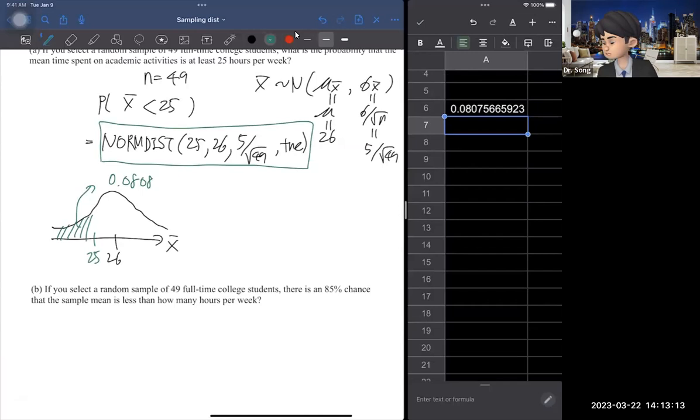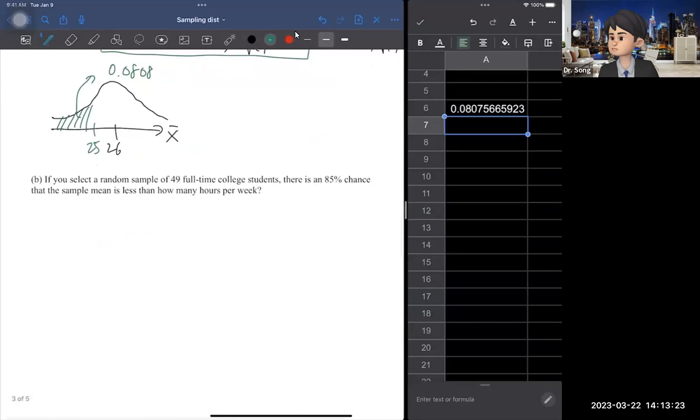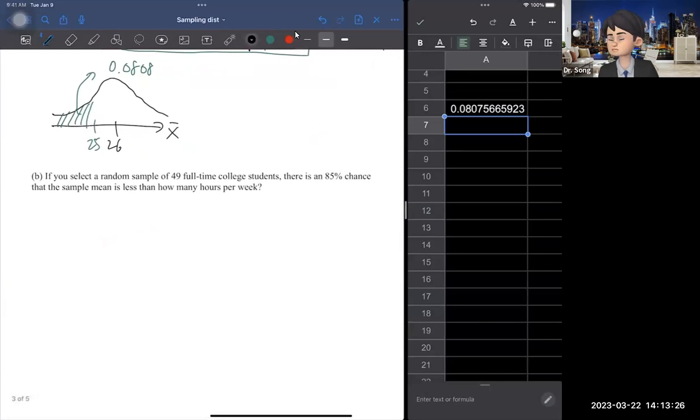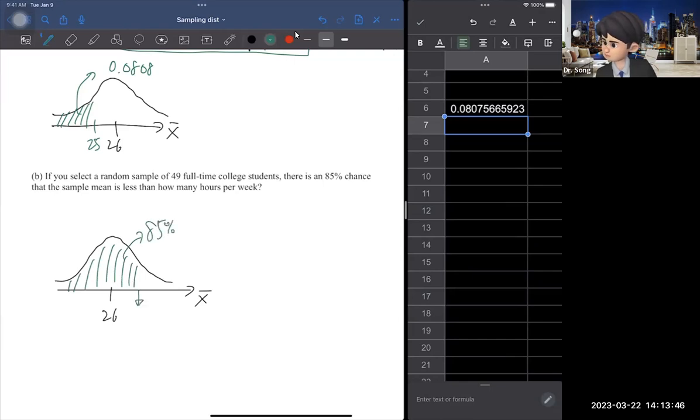If you select a random sample of 49 full-time college students, there is an 85% chance that the sample mean is less than how many hours per week? Oh, this is a different question. Now you know the percentage, but you want to know the x bar value. So you can visualize it like this. Here's the x bar, the same graph, and here's the mean 26. There is an 85% chance that the sample mean is less than how many hours per week. So this is known as 85%, and you want to know this value, okay?